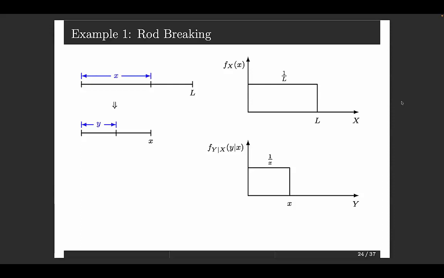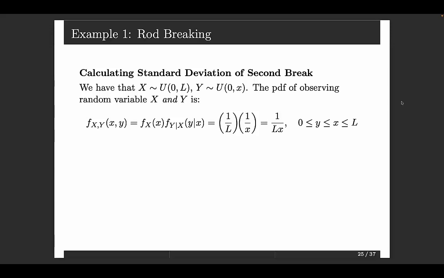What I'm showing on the right is the conditional probability density, f of y given x. In this case, the maximum value of y is x, so therefore the height of the PDF must be 1 over x, so that the area equals 1. Let's calculate the standard deviation of the length of the second break.